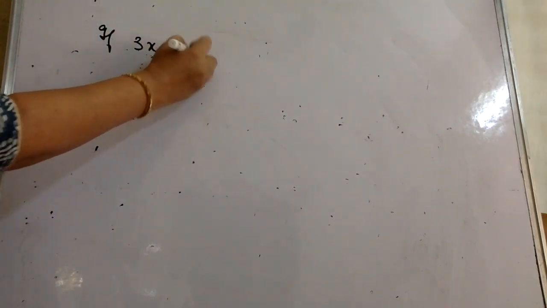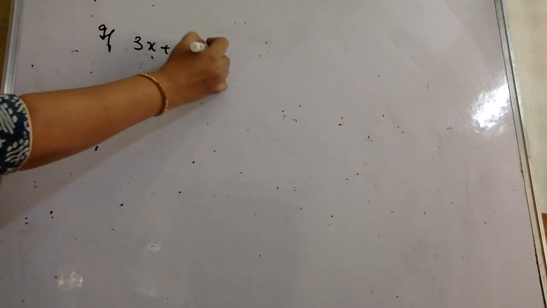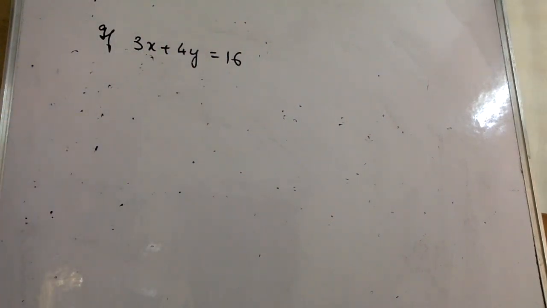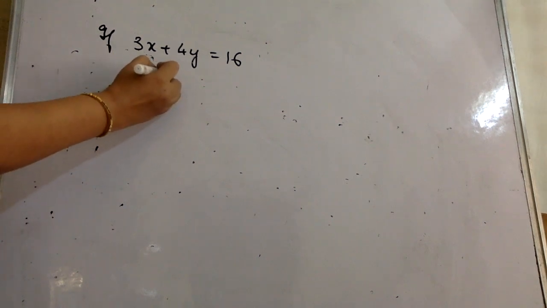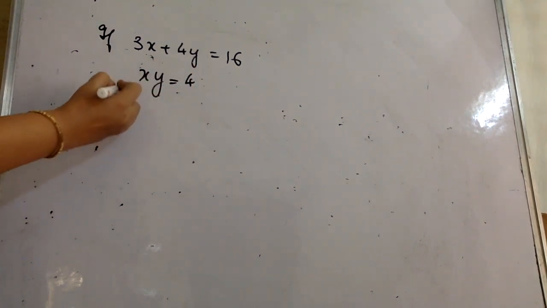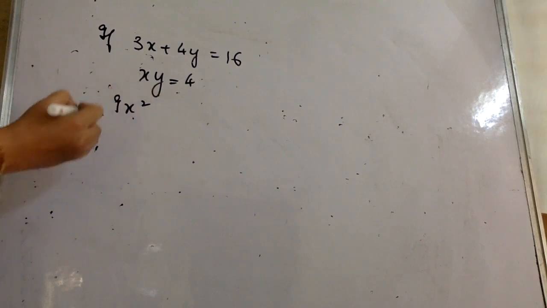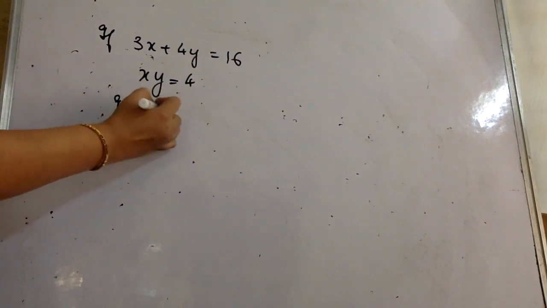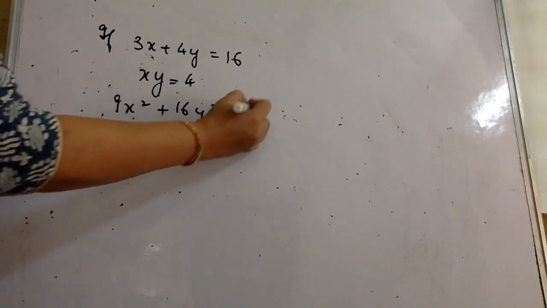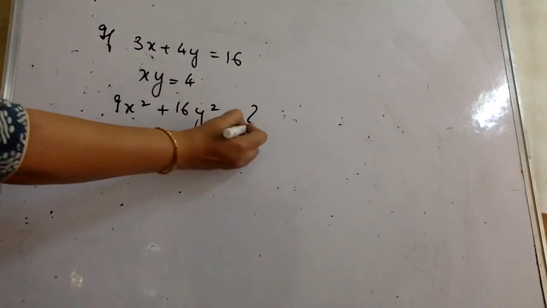Now our next question is almost like this but with a slight difference. You will see how. It looks slightly different. If 3x plus 4y is equal to 16, this is what is given to us. Then xy is equal to 4. Find 9x square plus 16y square. You have to find the value of this, and these two are given.